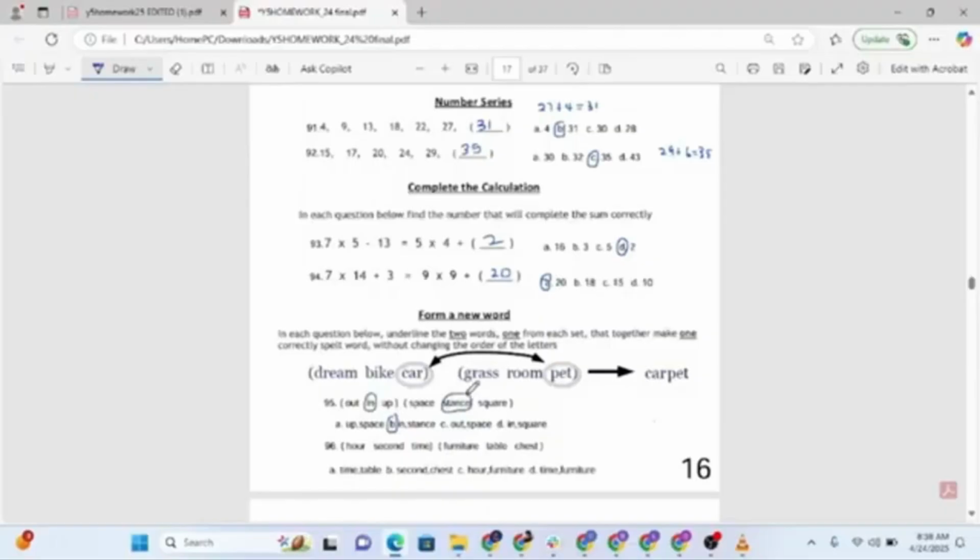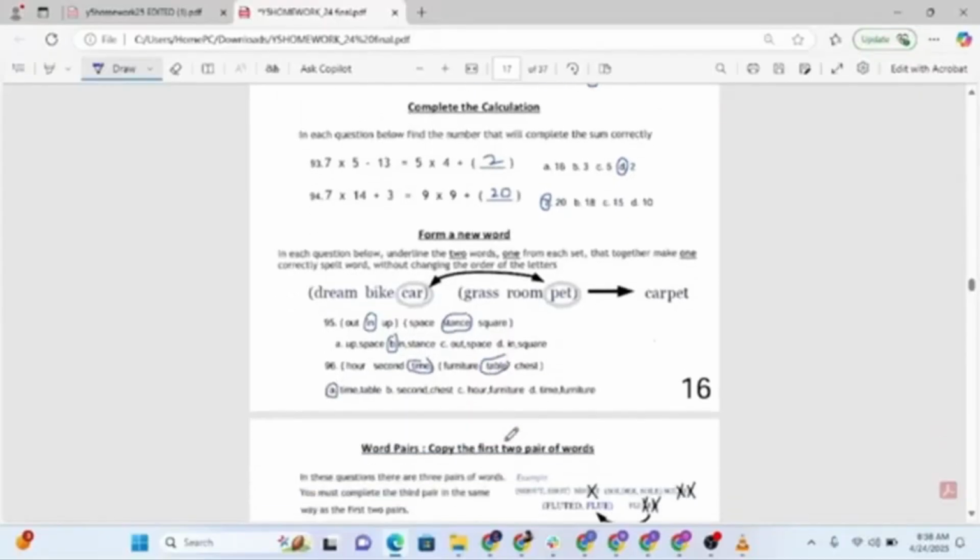Question 96. Form a new word by choosing one word from the first set and one word from the second set. First set: hour, time. Second set: furniture, table, chest. The correct answer is option A, time, table. Explanation. Putting time before table forms the correctly spelled word timetable, keeping the original letter order in both words.